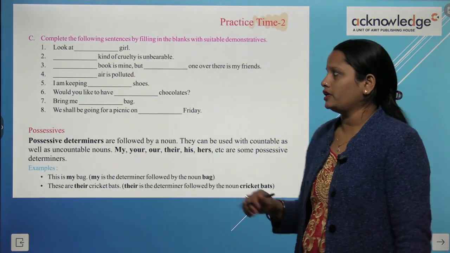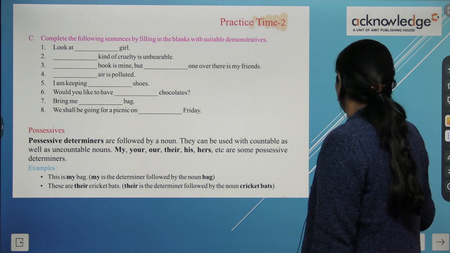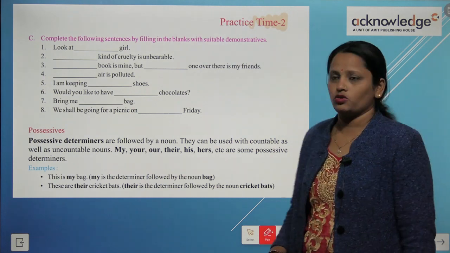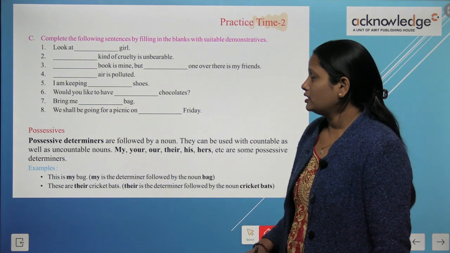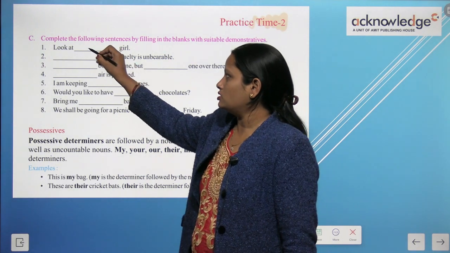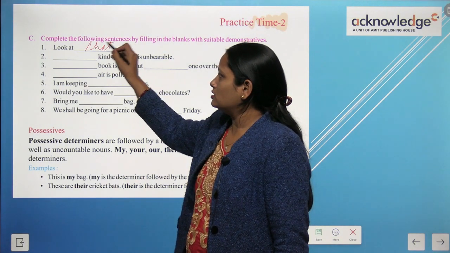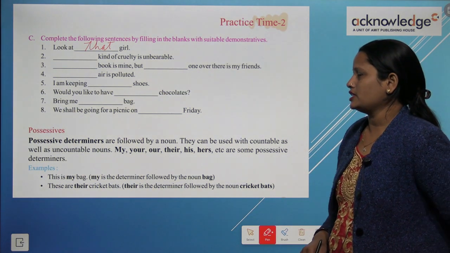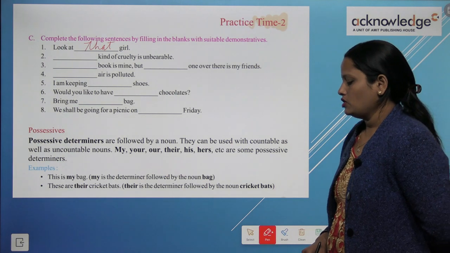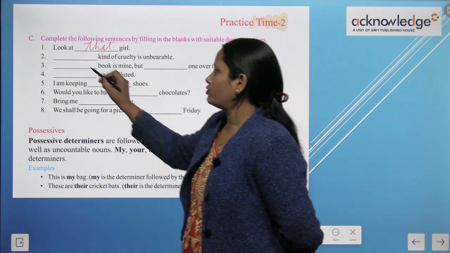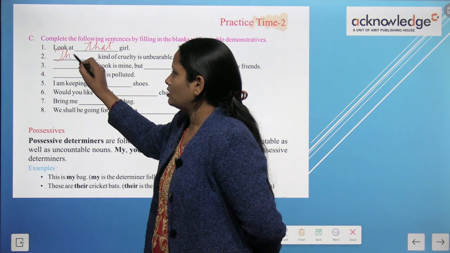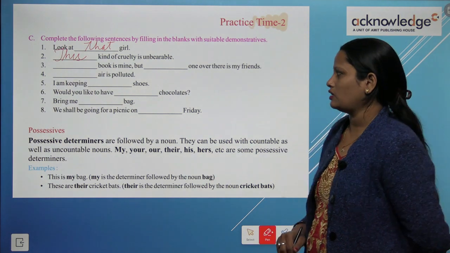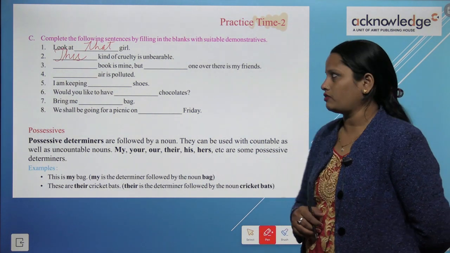Now children, let's complete the exercise. Complete the following sentences by filling in the blanks with suitable demonstratives. So look at that dash girl. So look at that girl. Now the next one is dash kind of cruelty is unbearable. So this kind of cruelty is unbearable. So these are the 2 of the questions that we have done. The rest is your homework, you have to do on your own.